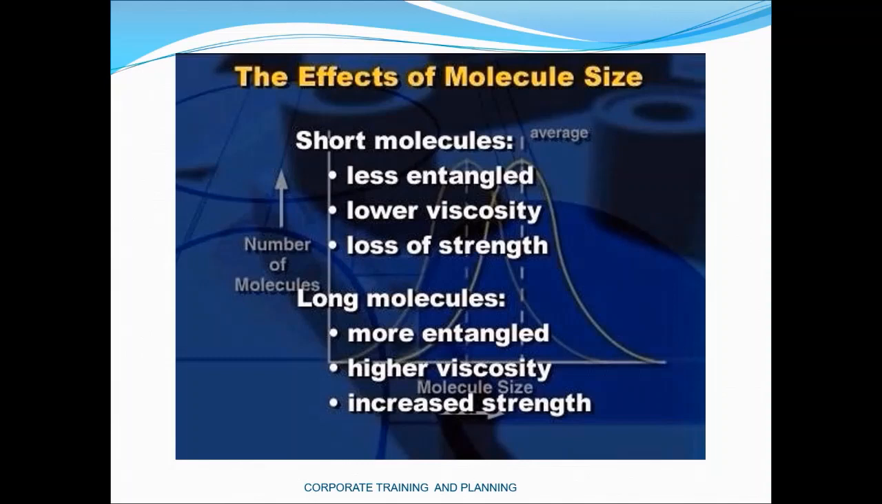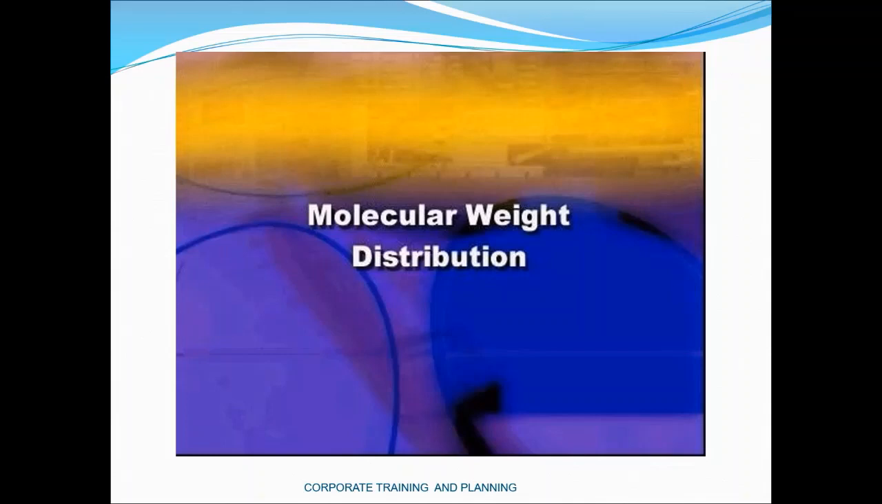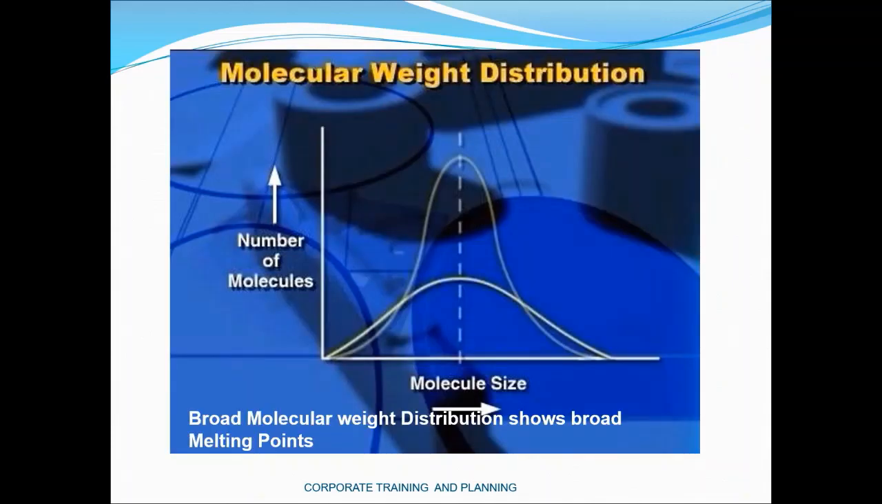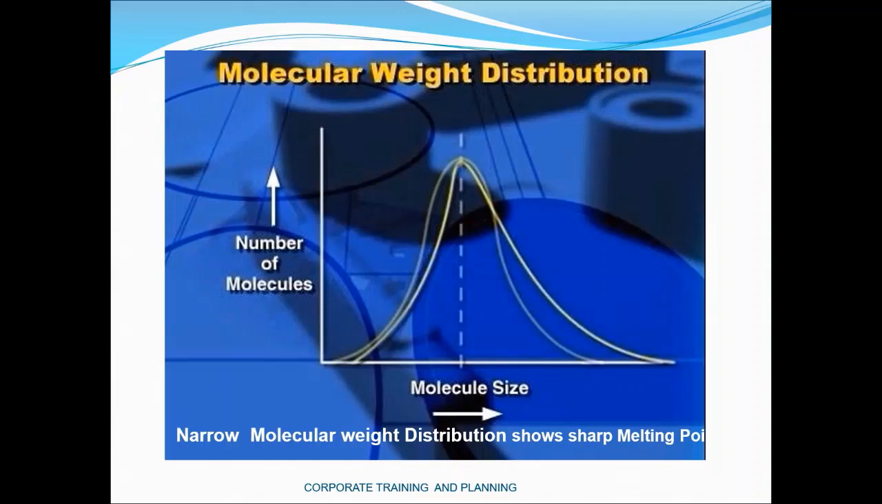Molecular weight distribution. Molecular weight distribution is mainly considered in the plastic manufacturing method. Depending upon the molecular weight distribution, the strength of the product is finalized.